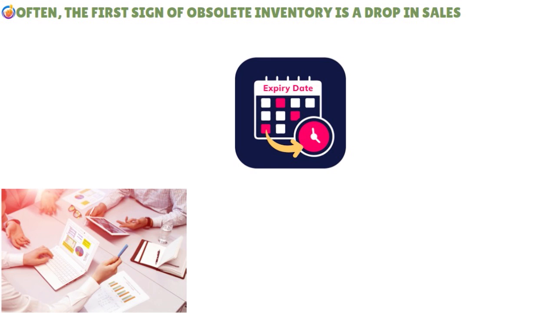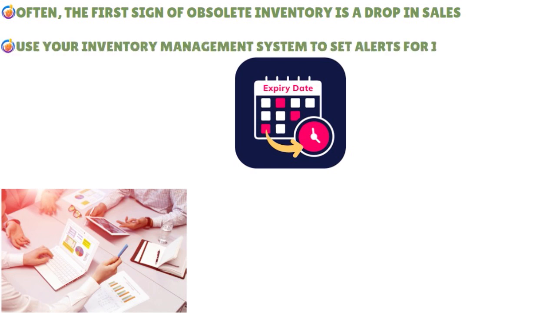Instead of waiting for the product to expire and become obsolete, you want to use your inventory management system to set alerts for items approaching expiration dates. That process is very easy, but very efficient. This proactive approach allows you to take action, such as selling the batch of sunscreen at a discount. At least you can save some money.